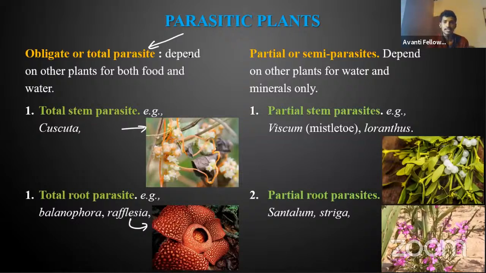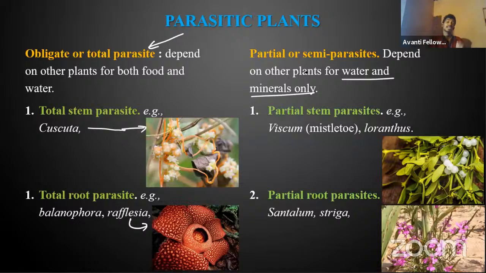The next one is the partial or semi-parasites. These depend upon plants for water and minerals only. They are not completely dependent upon everything. This one is cuscuta, and all these are flowers of cuscuta. This is a small twine, right? This one is the cuscuta plant. It doesn't have any leaf or anything because it's not doing any photosynthesis.